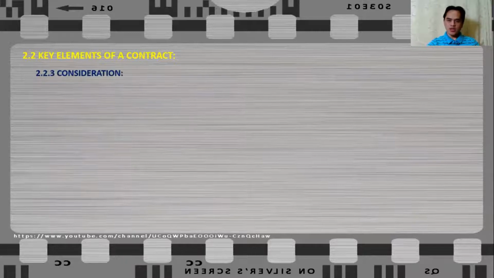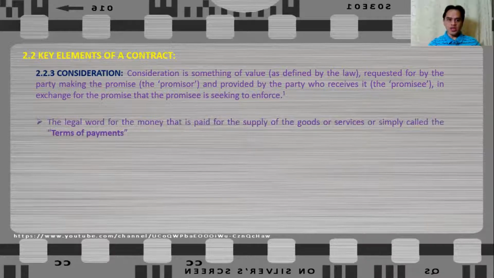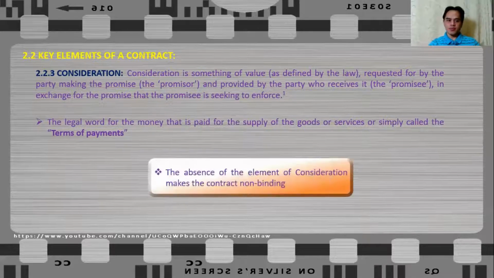How about consideration? What is a consideration? A consideration is something of value, as defined by law, requested by the party making the promise, or the promisor, and provided by the party who receives it, which is the promisee, in exchange for the promise that the promisee is seeking to enforce. So consideration actually is a legal word for money that is paid for the supply of goods or services, or simply what we call the terms of payment. The absence of the element of consideration makes the contract non-binding. So this is very important, that a consideration must be there in order for the contract to be binding.